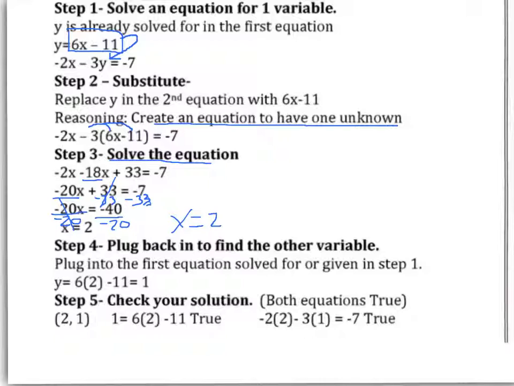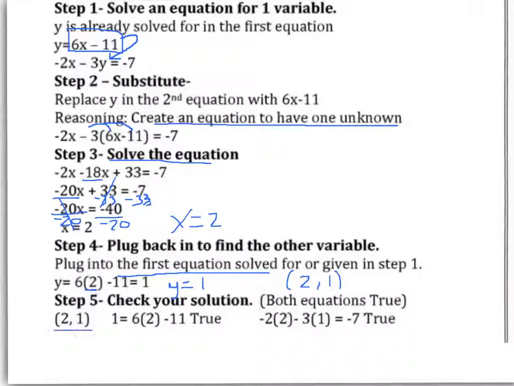And so for that point, plug back in to find the other variable means to plug back into the first equation that you solved for, which was the y equals 6x minus 11. So when we plug 2 back in for x, 6 times x minus 11 is 12 minus 11, which is 1. And so y is going to be equal to 1. So the solution is 2, 1, where these two lines will intersect.